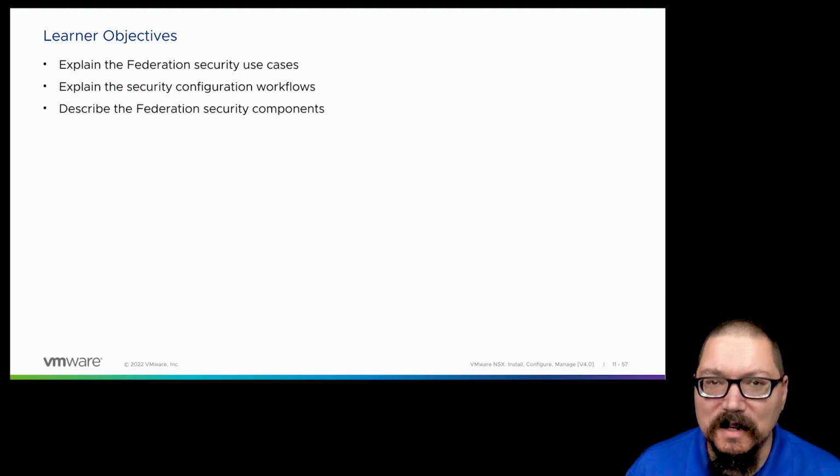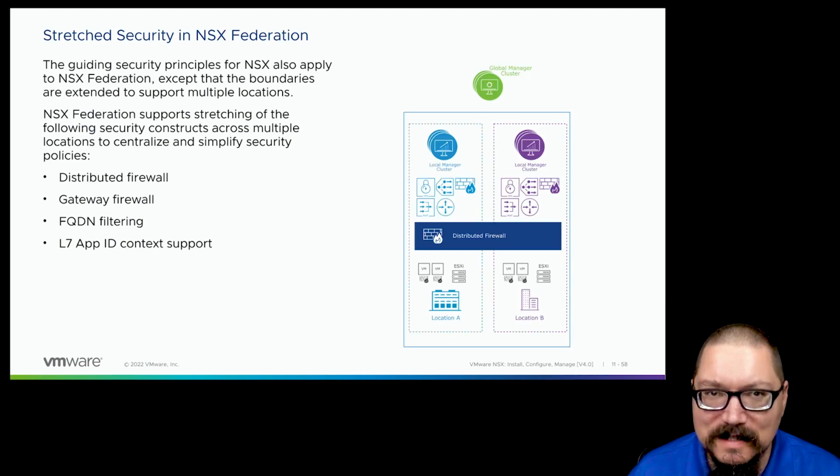Welcome back. We just got through all of the Federation networking stuff, right? Real high level stuff. We're just trying to let you know what we can do. Now we're going to do the same for security in Federation. So we're going to talk about why. We're going to talk about how we build things, what we're doing, right? We're going to talk about the different components, all that kind of stuff.